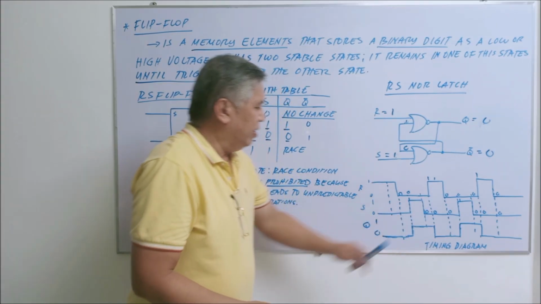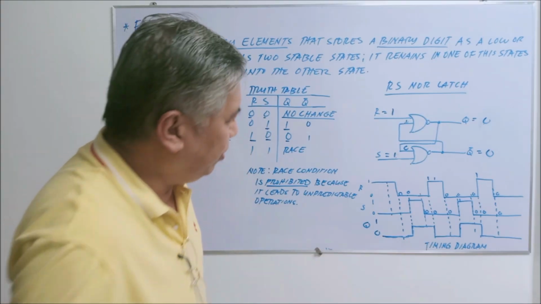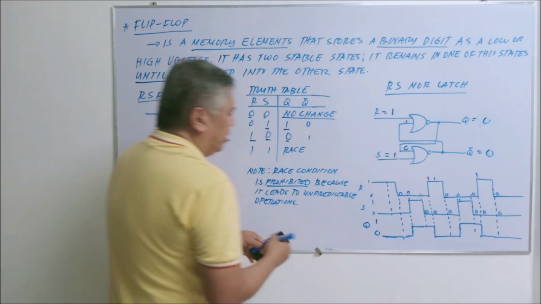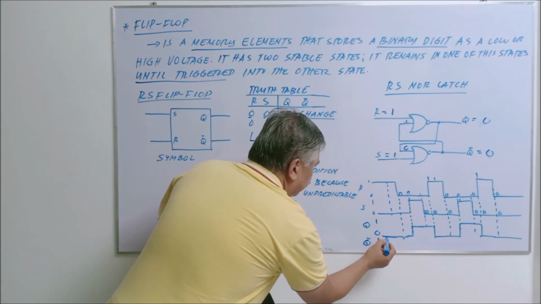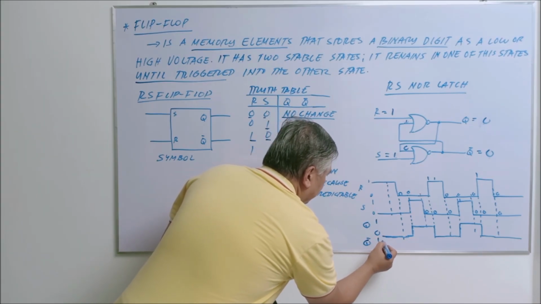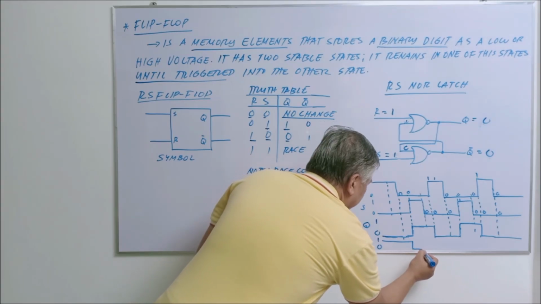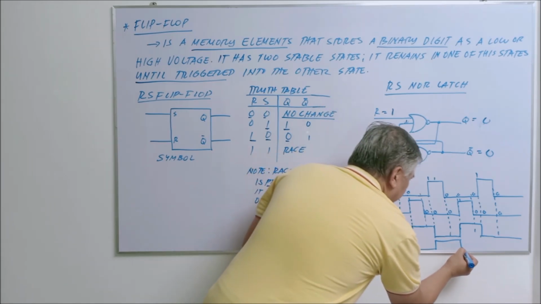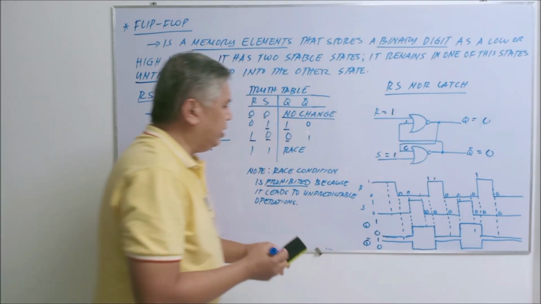So, for Q bar, it will simply be the opposite of Q. Okay? So, let me erase this one. What will be your Q bar? If we start at 0 in Q, then in Q bar, we start at 1. And then when Q becomes 1, your Q bar becomes 0. So, they are always opposite. So, this will be your timing diagram for Q and Q bar.